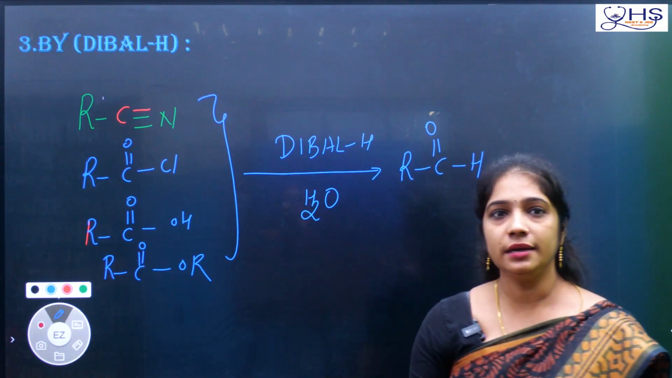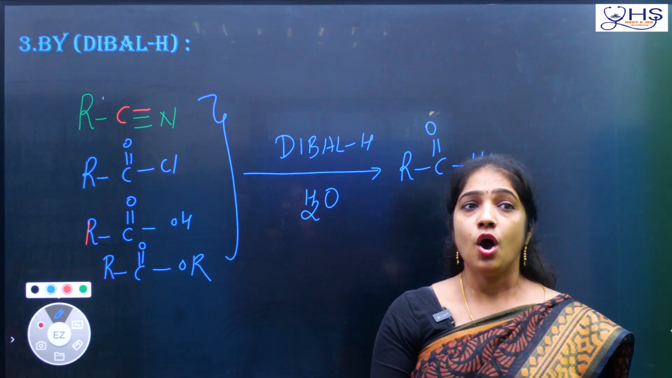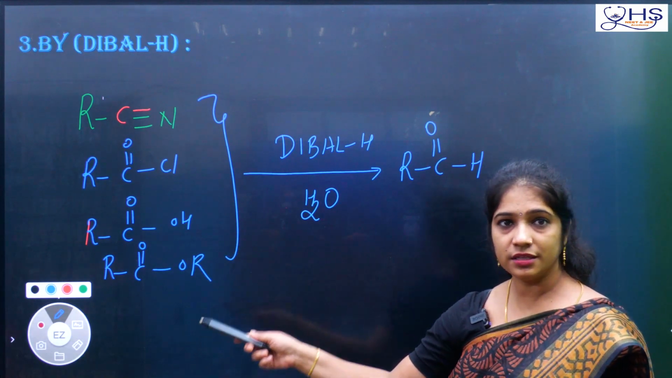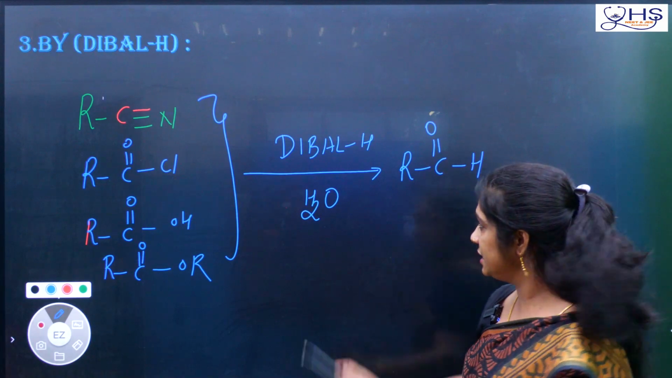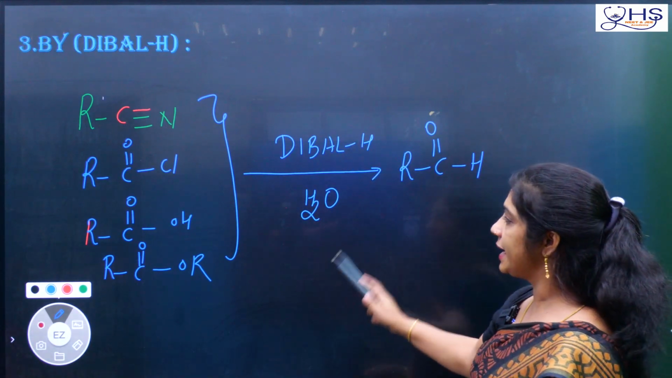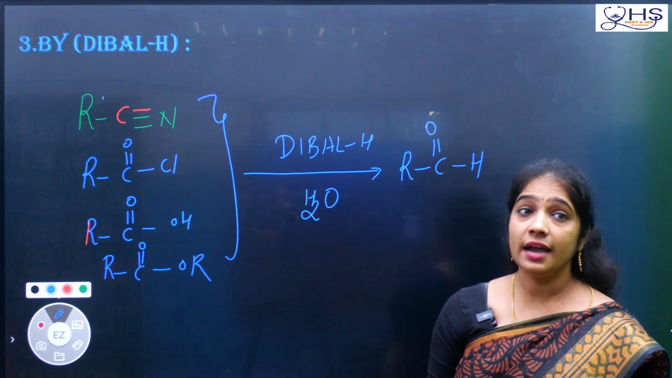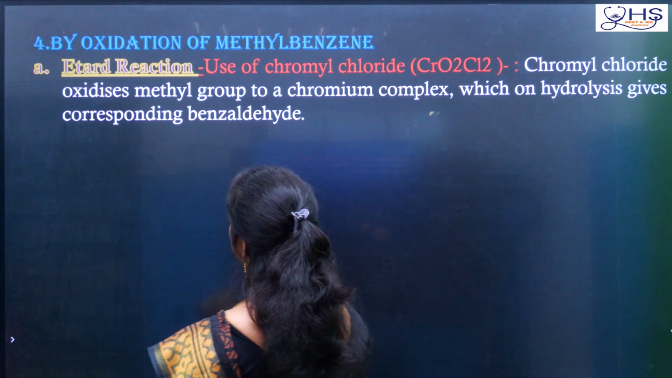This can come in the board exam. They can ask you to write about DIBAH, a 1 mark question, or sometimes in the exam they will give you the reaction with an arrow mark and reagent, and ask you to write the product. So, if you see DIBAH followed by hydrolysis on the arrow mark, immediately you have to write aldehyde as the product.